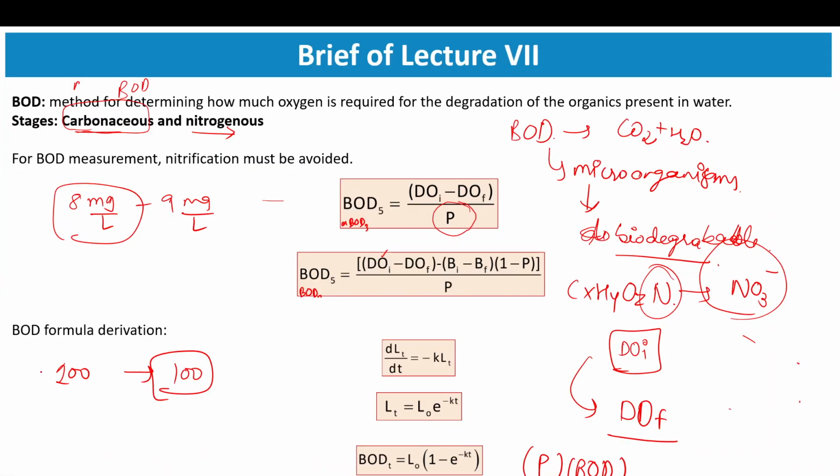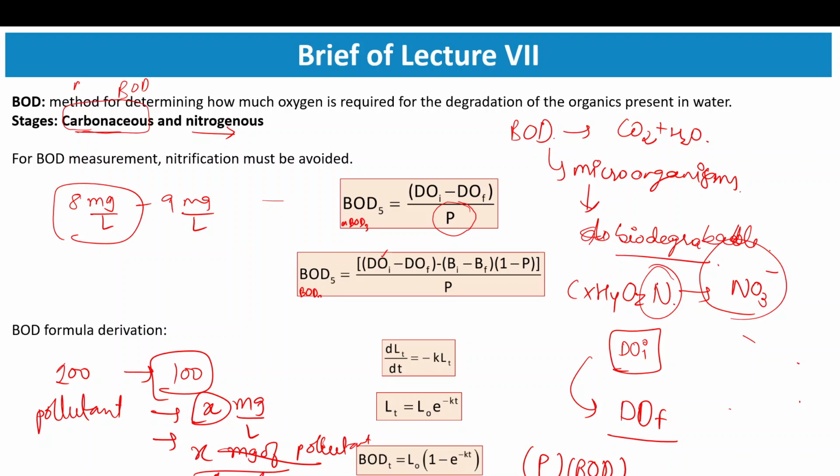For example, you have any pollutant. Let's say its concentration is X milligrams per liter. Now, how do you expand this X milligram per liter? It is X milligrams of pollutant per 1 liter of water, right? Now, if you want to dilute it, what you are doing is adding, let's say, 1 liter of pure water.